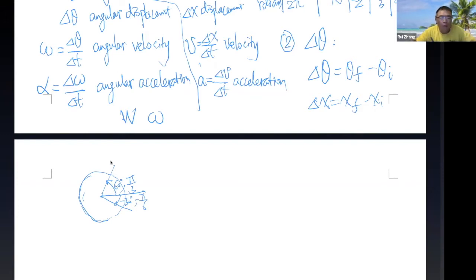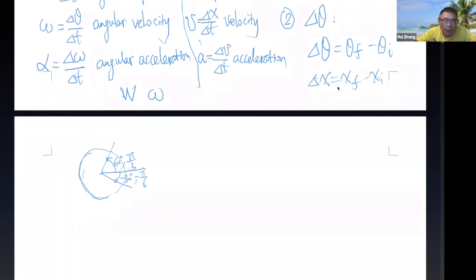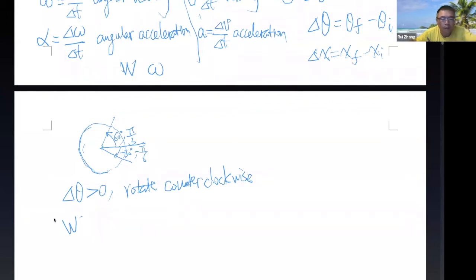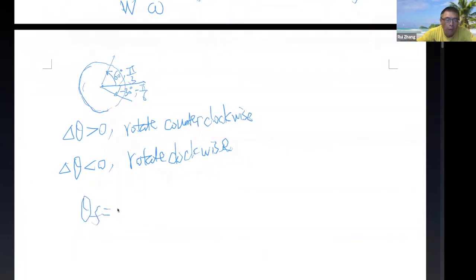Based on this convention, if the final angle is larger than the initial angle, the object is going counterclockwise, so delta theta is larger than 0. If delta theta is smaller than 0, it means it rotates clockwise. You can easily check this. For example, if theta f is 120 degrees and theta i is 30 degrees, then delta theta equals 120 minus 30, which is 90 degrees. That means the object goes from 30 to 120, so it's going counterclockwise.